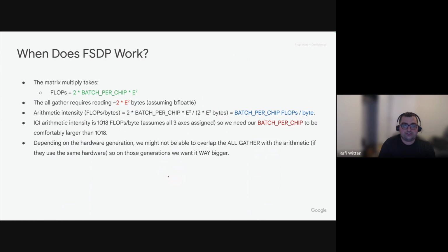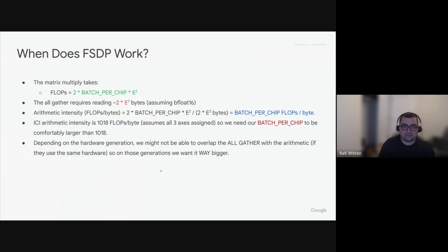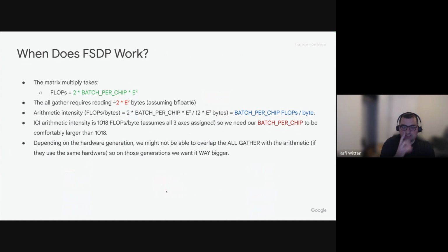The question is, when will this work? Just to remind ourselves, the number of flops in the matrix multiply is 2 times batch per chip times e squared. Batch per chip is the left dimension, e, e, so it's the product of the 3 dimensions in the matrix multiply. The all gather is going to require 2 times e squared bytes, right? We have to read this thing in bfloat16, so 2 times e squared bytes. So the arithmetic intensity works out to be able to cancel out to batch per chip flops per byte.